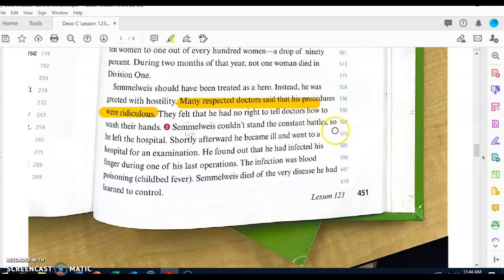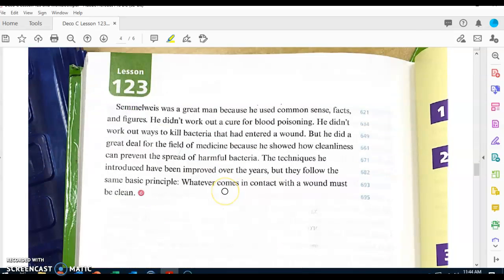Semmelweis couldn't stand the constant battles, so he left the hospital. Shortly afterward, he became ill and went to a hospital for an examination. He found out that he had infected his finger during one of his last operations. The infection was blood poisoning, childbed fever. Semmelweis died of the very disease he had learned to control.